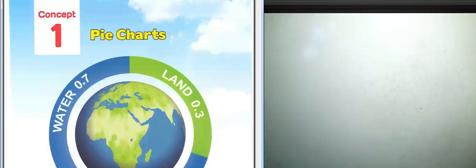Today we will solve our questions about Unit 12. Explain first about pie chart, application of geometry and measurement. Pie chart, concept 1. Lesson 1 to 3: introduction to pie charts, understanding pie charts, making pie charts.